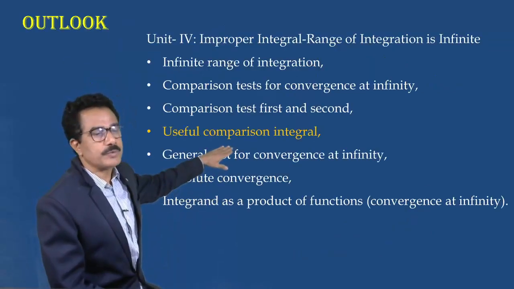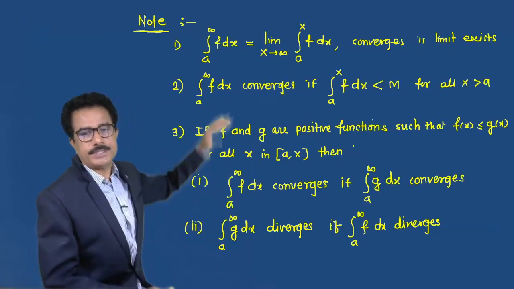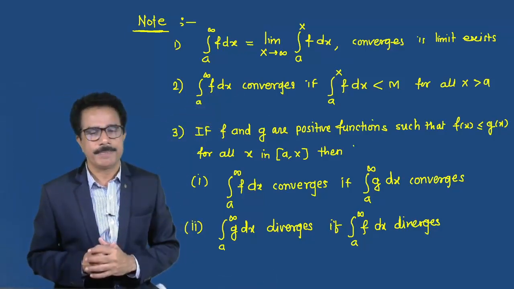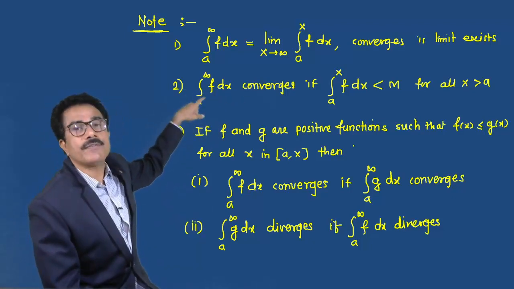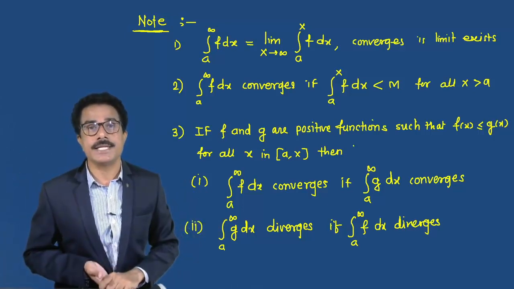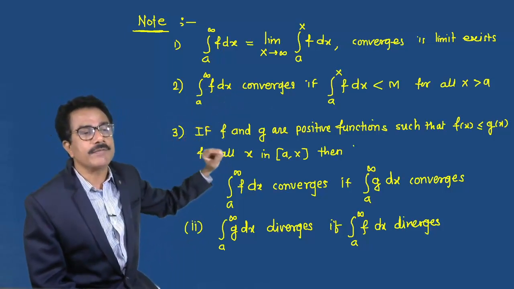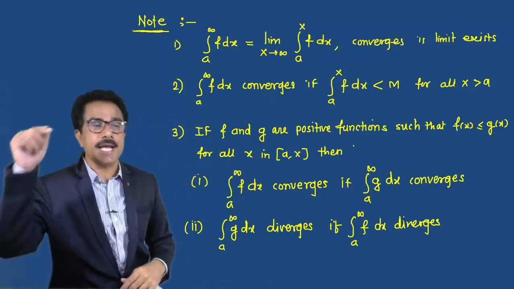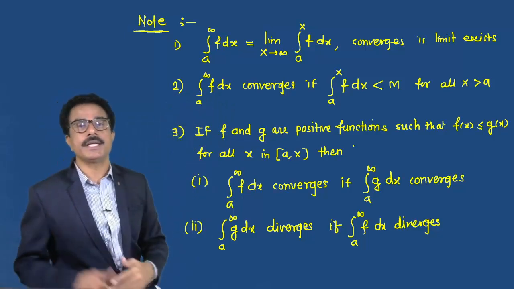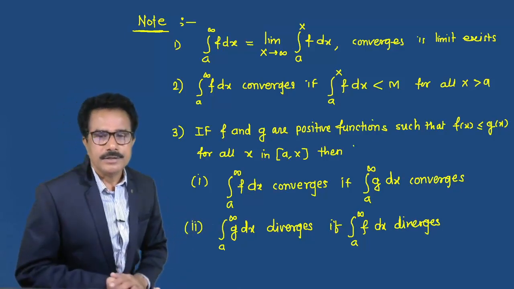Actually this is part of the useful comparison integral. These are the important notes which we have studied up till now in this unit. The improper integral from a to infinity of f of x dx is said to be convergent if the limit as capital X tends to infinity of the integral from a to X of f dx exists. If this limit exists, then we can say that the given improper integral is convergent, otherwise it is divergent. We have proved this.